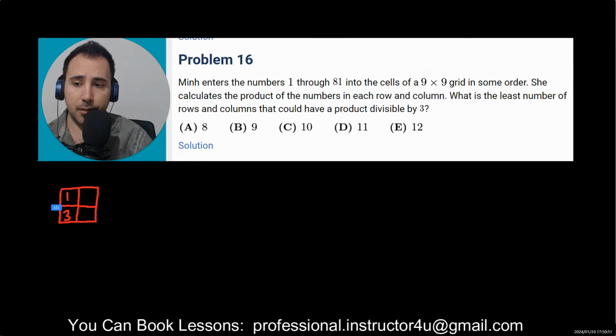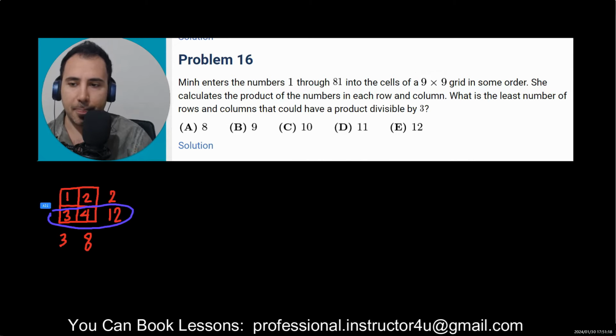1, 3, 2, 4. Now, what is the product of this row? Like this row, the product will be 2. This one will be 12. This column, 1 times 3. This one is 8. Which of these rows and columns are multiples of 3? See, this row, 3 times 4, is 12. This is 1 times 3. Okay. The column and the row that share this 3 both became multiples of 3, right?